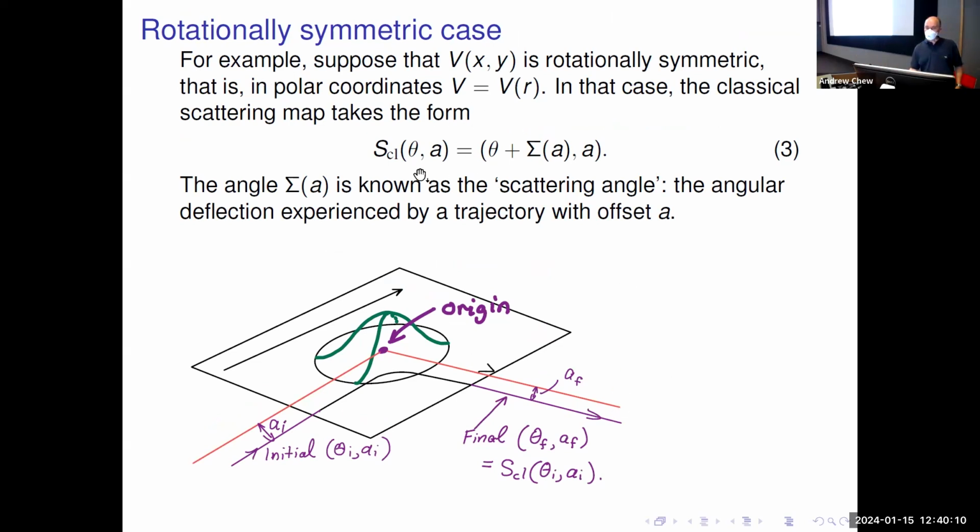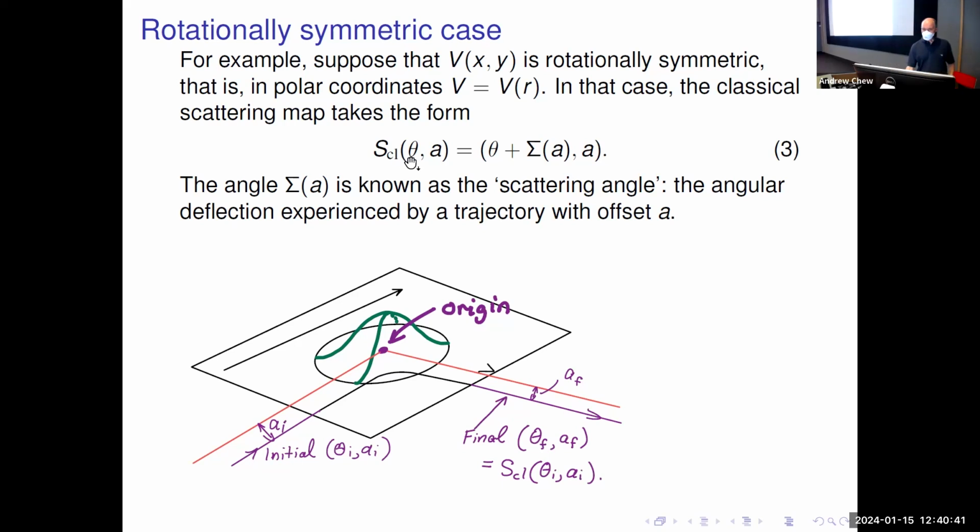Okay, so here's an example to think about. An interesting case is where the potential is rotationally symmetric. That is, in polar coordinates, it depends only on the r coordinate and not on theta. Then a little thought shows that the classical scattering map takes a special, simple form. It will take theta and A. First of all, the A is preserved. So the final A is equal to the initial A. So that offset is the same.